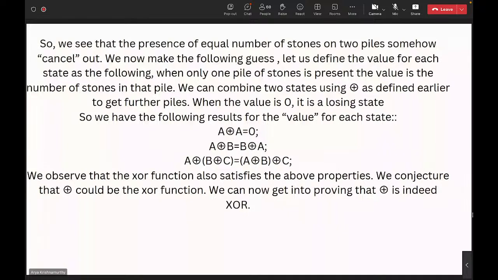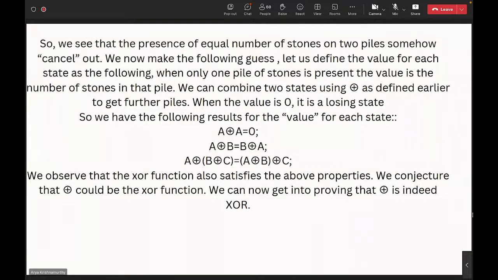You know that if you have some number, let's just say 5 XOR 5 is 0, and also if you have two numbers X and Y, X XOR Y is Y XOR X, and you also know that it is associative. So we now conjecture that this nim sum function could be the XOR function itself. Now we shall try to prove that the nim sum function is indeed XOR, and I shall start calling this XOR because I find it easier to say.